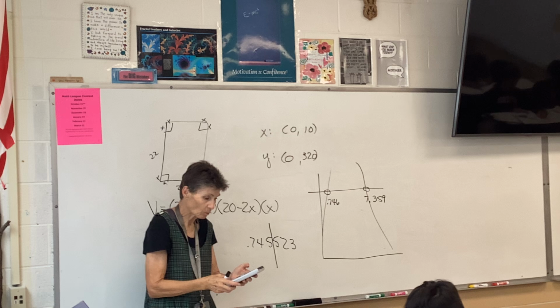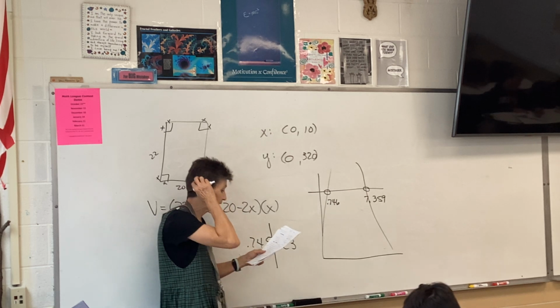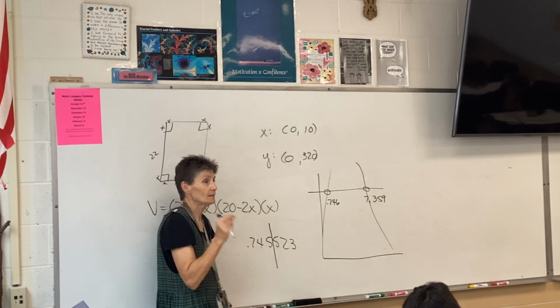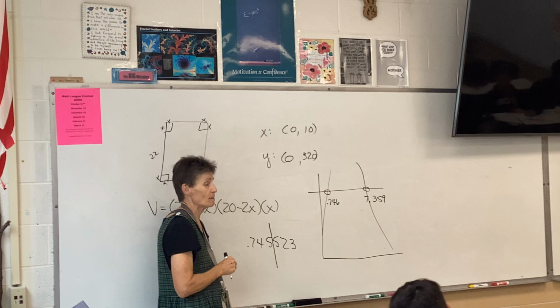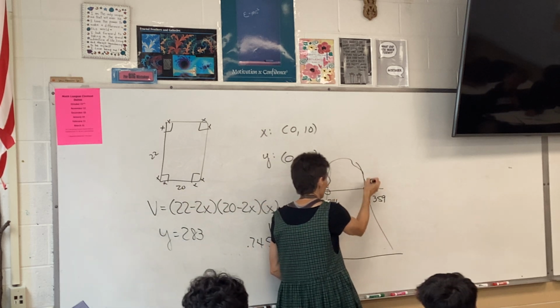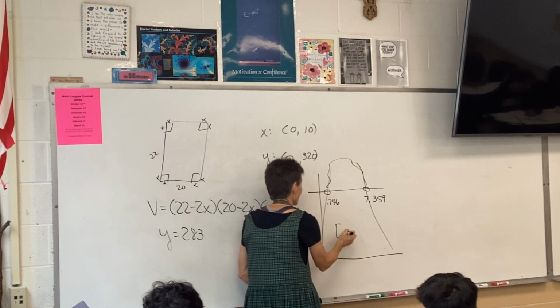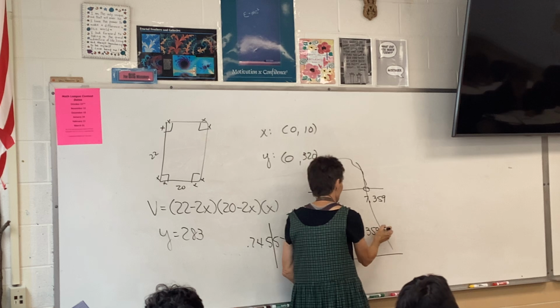So now I have to read the question. What size will yield a volume of at least 283? What does at least mean? 283 or bigger? So I'm looking at all this. So bracket 0.746, 7.359.